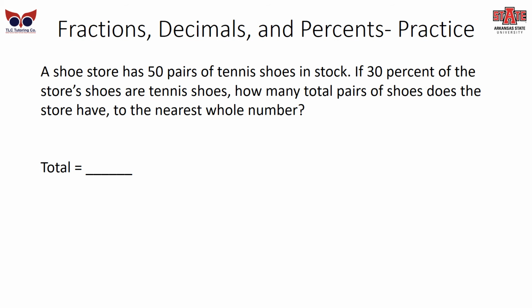So here's a little practice. You can try this with some scratch paper or whatever you've got handy. A shoe store has 50 pairs of tennis shoes in stock. If 30% of the store's shoes are tennis shoes, how many total pairs of shoes does the store have to the nearest whole number?